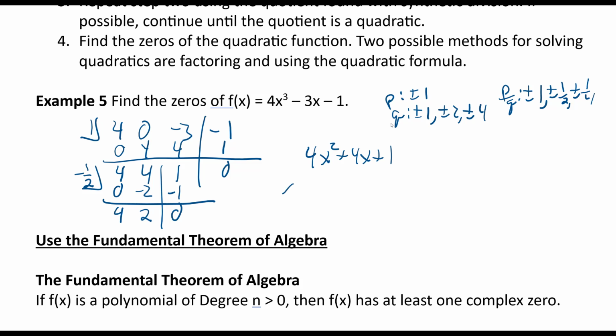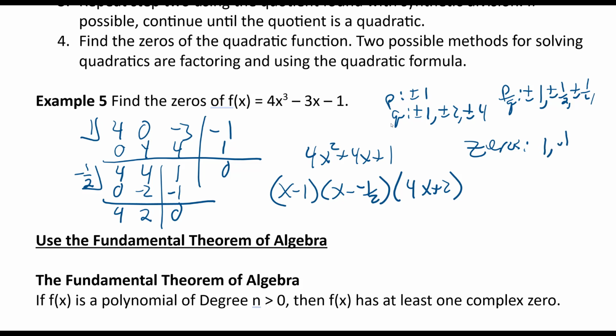So right now it looks like we see this as x minus 1, x minus negative 1/2, and 4x plus 2. So, we know the zeros are 1, negative 1/2. And then if we look at this, 4x plus 2 equals 0. 4x equals negative 2, or x equals negative 1/2. So negative 1/2 is a double 0. Okay, and that's the process for that. And the next thing we're going to talk about is the fundamental theorem of algebra.